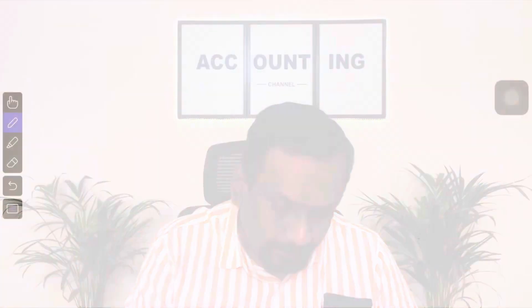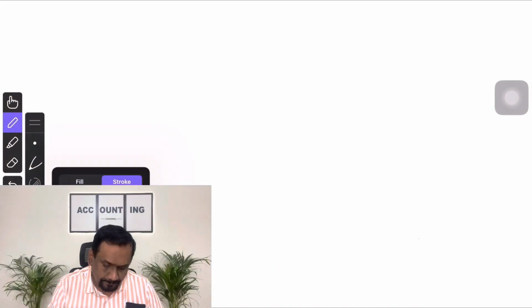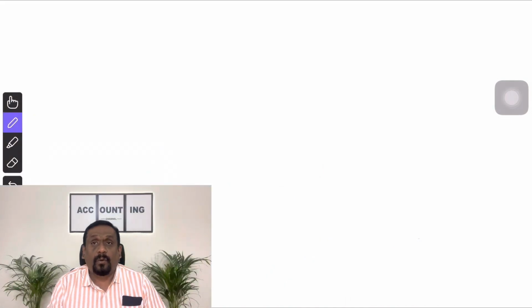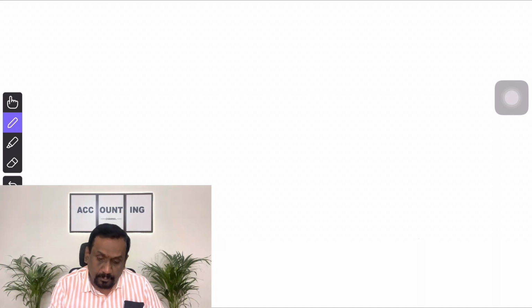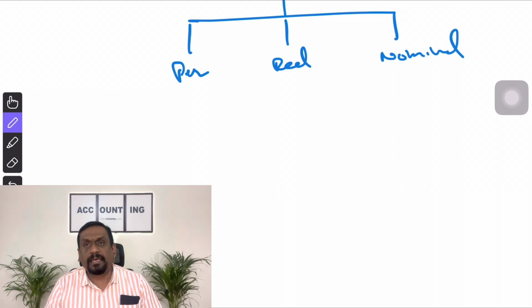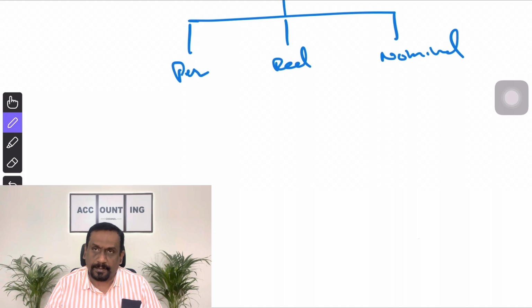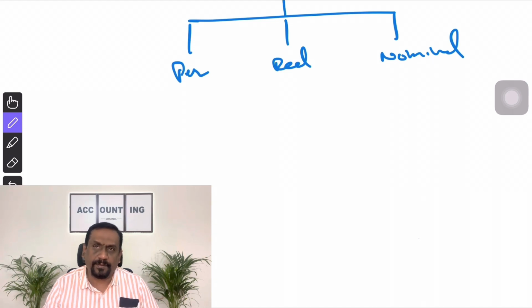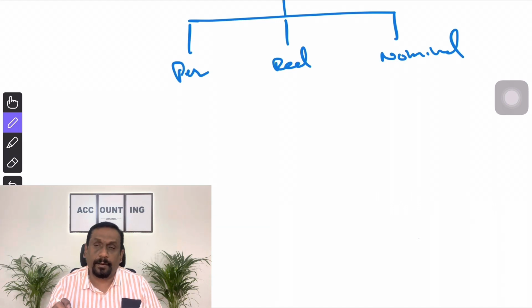analyzing or understanding types of accounts. Right. What did we discuss? We discussed three accounts, right? Personal accounts, real accounts, nominal accounts. I'll take a few examples. I'll try my level best to cover almost all transactions. And in case I missed out something, you can put in your comments so that I try to answer those questions.